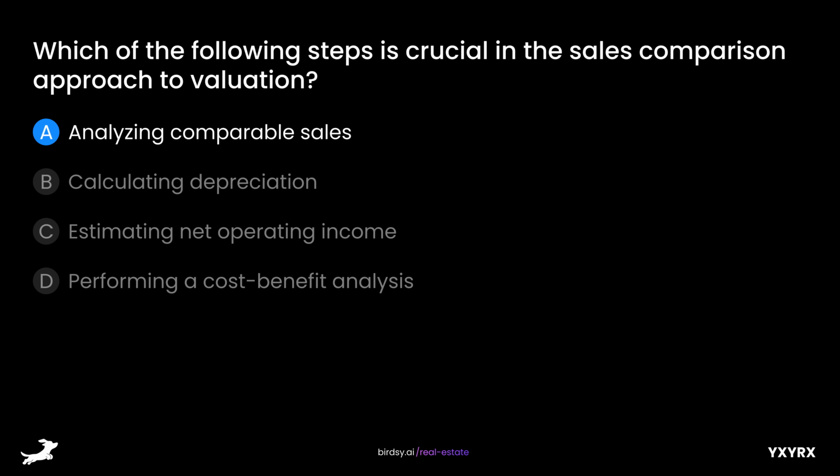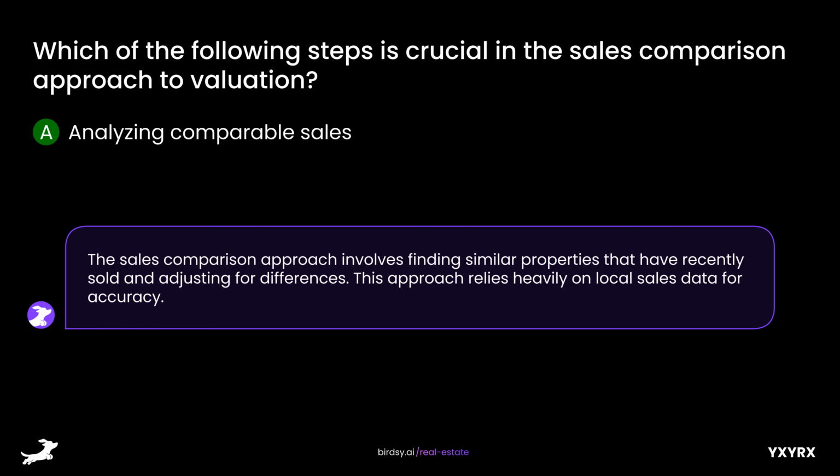Is it A, analyzing comparable sales, B, calculating depreciation, C, estimating net operating income, or D, performing a cost-benefit analysis? The answer is A, analyzing comparable sales. The sales comparison approach involves finding similar properties that have recently sold and adjusting for differences. This approach relies heavily on local sales data for accuracy.